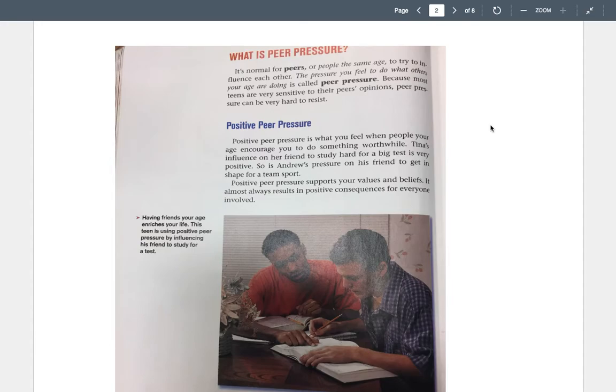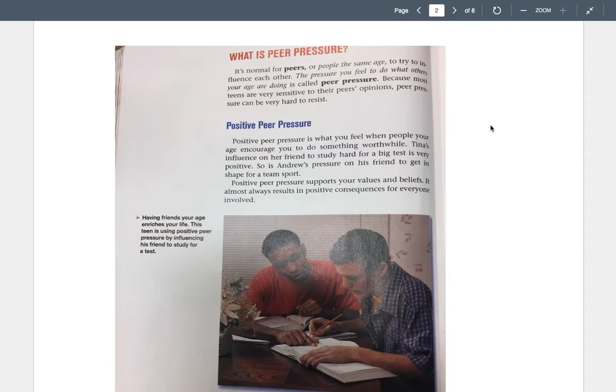Okay, the pressure you feel to do what others your age are doing is called peer pressure. Because most teens are very sensitive to their peers' opinions, peer pressure can be very hard to resist. And the first type of peer pressure we're going to talk about is called positive peer pressure.